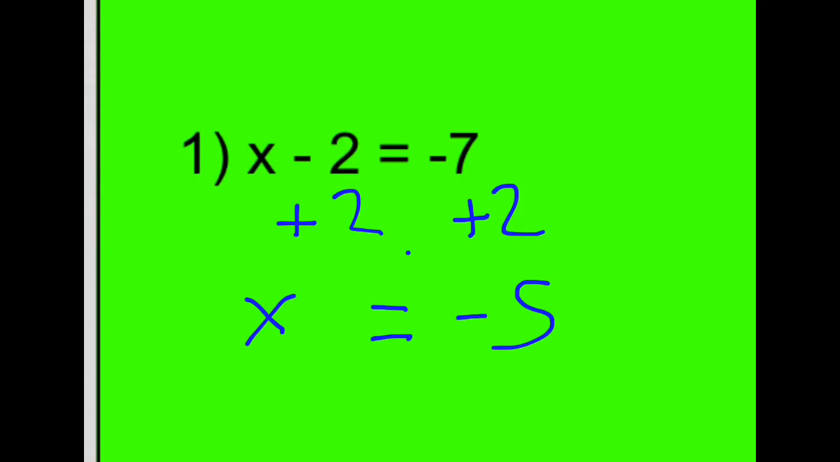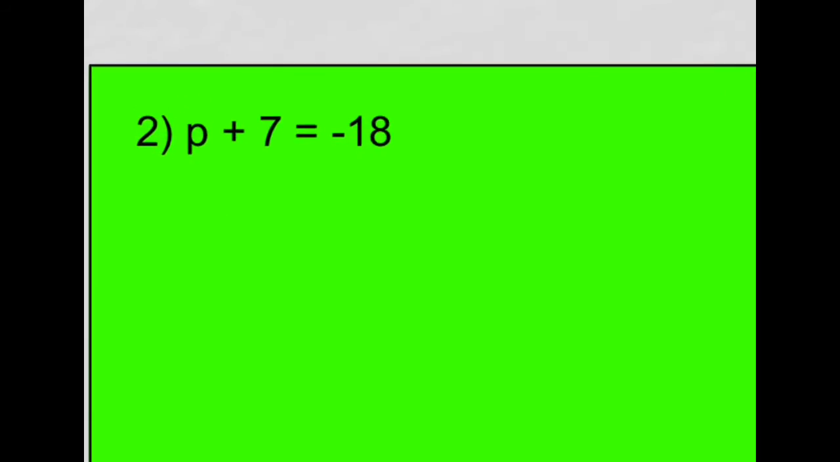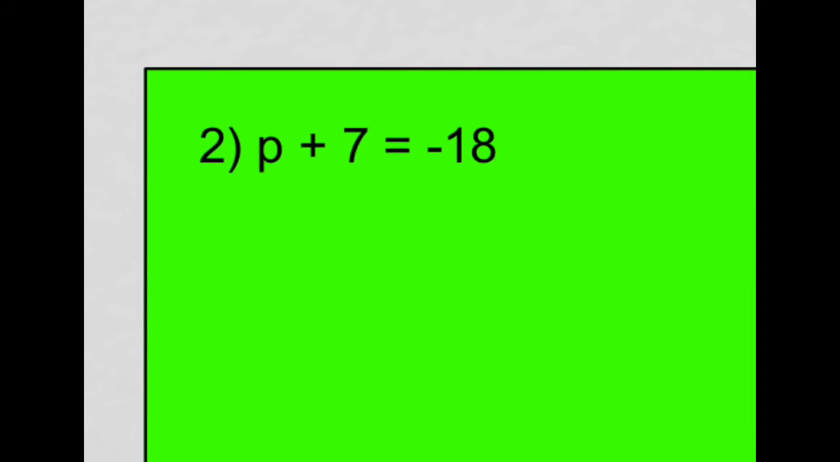I'm going to skip to a second example. Okay, number 2. The equation is p plus 7 equals negative 18. So find the variable. It's p. Look at what's beside the variable, positive 7. So do the opposite of what is beside the variable. The opposite of positive 7 is negative 7. And I do that to both sides of the equal sign to maintain equality.